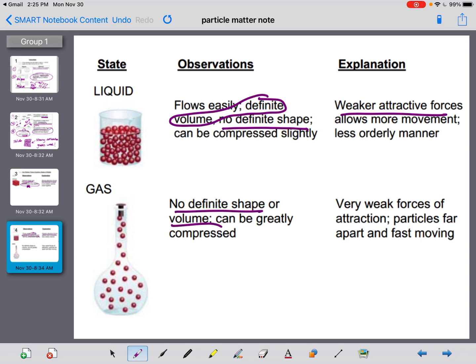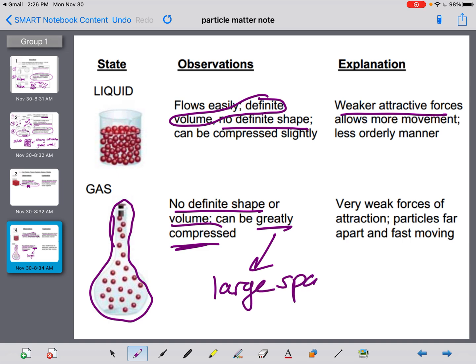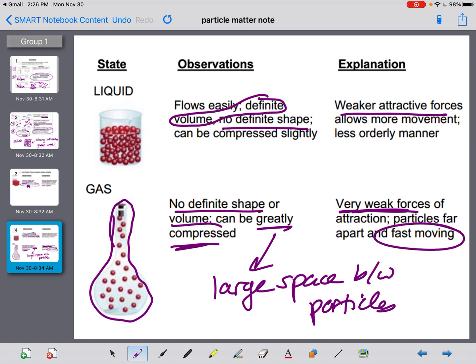Gases do not have a definite shape or definite volume. They basically will take on whatever shape the container is that they're in. And they can be compressed. So the reason why they're able to be compressed is because the particles have large amounts of space between them. Okay, so why do they have such a large amount of space between them? It's because the forces of attraction are very weak. The particles are far apart and they're moving relatively fast because these particles have more energy than they do in liquids and solids.